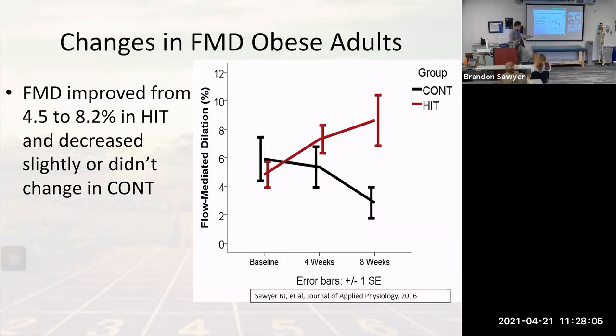and so this is what we saw. So in the baseline test here, you can see it was about a 4.5% FMD on average in both groups. Okay, HIT and continuous were pretty close to each other there. And then we see the HIT group just kind of slowly go up. And that went up to about 8.2% in just the 8 weeks of exercise. Whereas the continuous group, it almost looks like it goes down. This decrease wasn't significant, so it kind of just stayed the same. So in this study, definitely HIT was better for improving FMD than continuous was. And this was one of the first studies that was actually done in obese adults in this way.